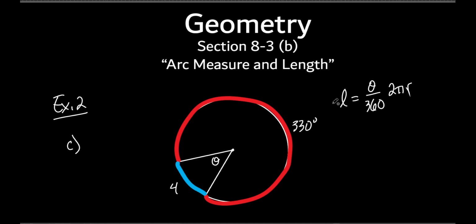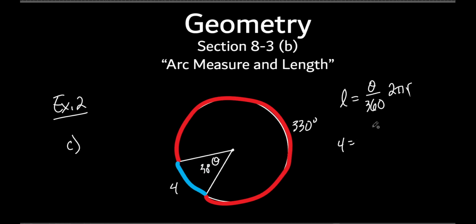So here's the formula. Do we know the length? Do we know L? In this situation right here, do we know what L is? Yeah, it's 4. Good. Equals theta over 360. So what is our theta? 30. It's 30 because the whole red one is 330. So this one right here will be 30 degrees because 360 minus 330.